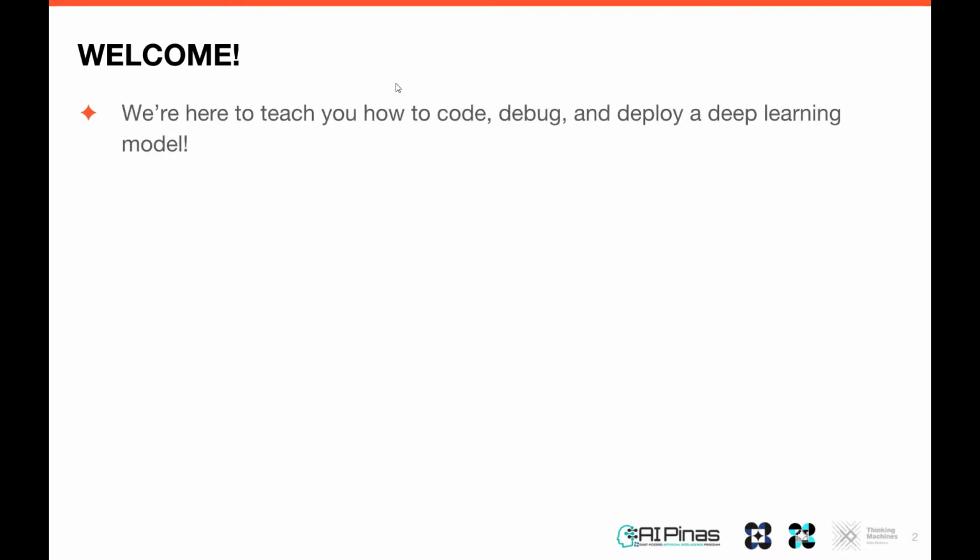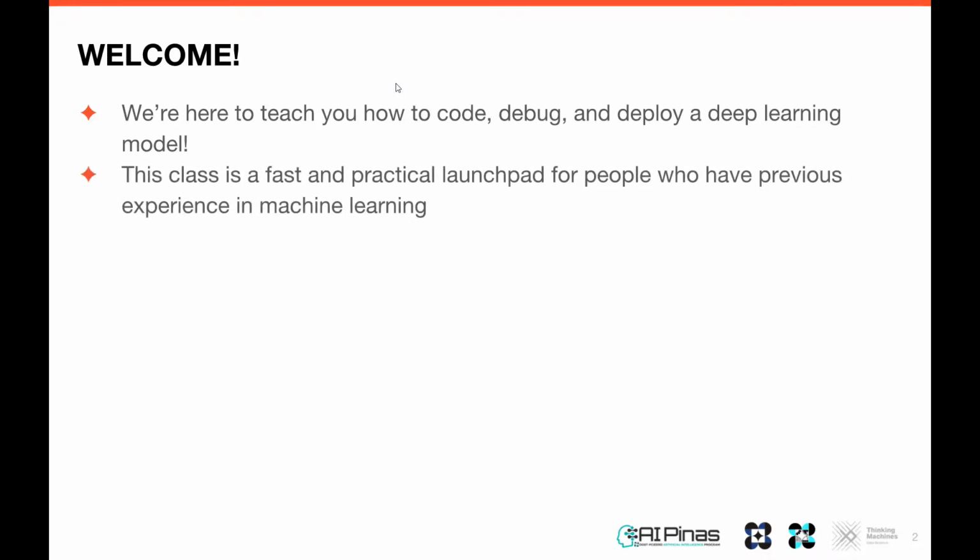We at Thinking Machines are here to teach you how to code, debug, and deploy a deep learning model through the 35 lessons in this deep learning course. This online class is a very fast and practical launchpad for people who've had previous experience in machine learning. So what you should be able to expect to do at the end of these lessons is to be able to build and launch your own deep learning models, but you shouldn't stop there.